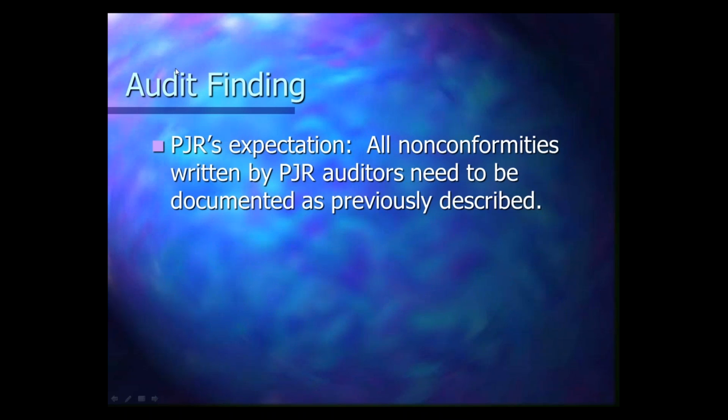So it's our expectation that all nonconformities written by PGR auditors need to be documented as described with the three constituent parts. Statement of nonconformity written at the system or process level, objective evidence to assist in understanding the breadth and depth of the issue. Here's where we're going to include details about the specific incidents or symptoms, and a citation of the requirement not being met, taking that as far out as possible.